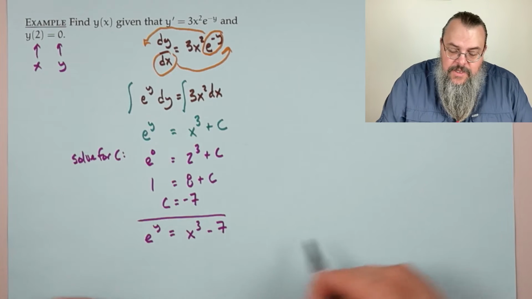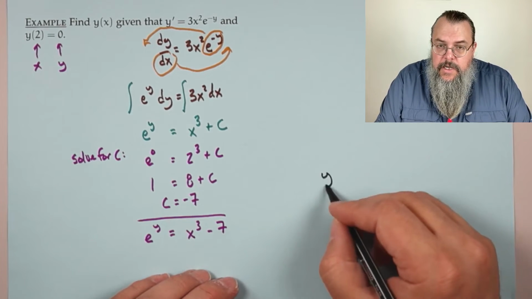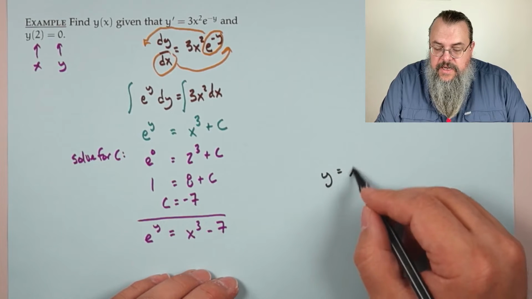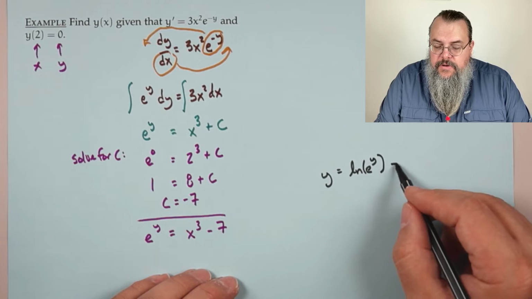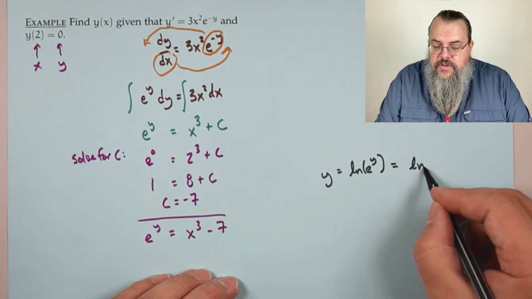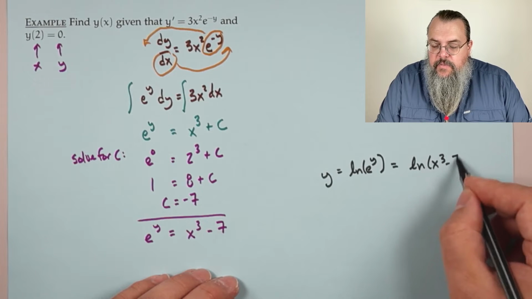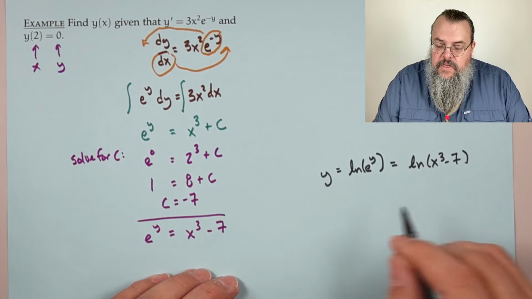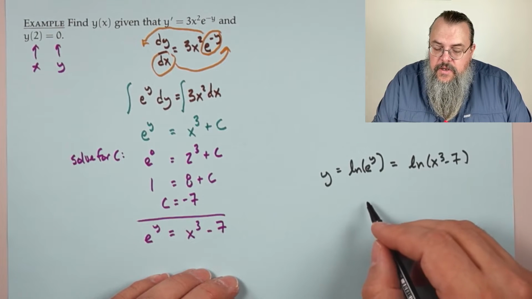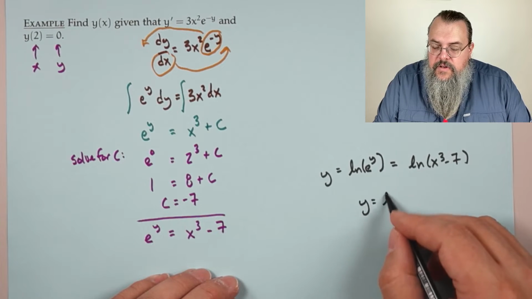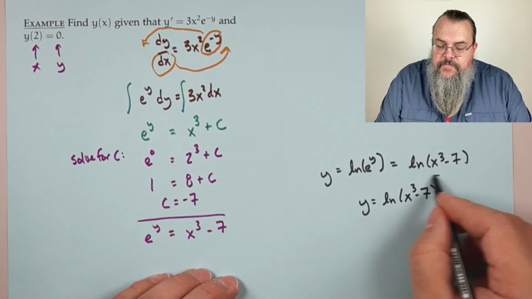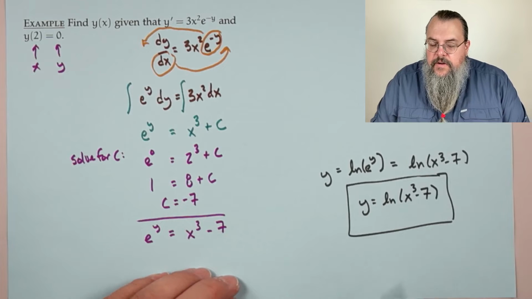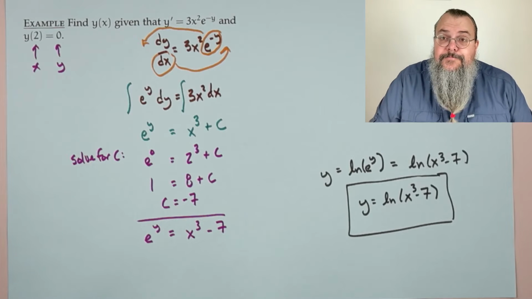So we can say the following: y, which is the natural log of e to the y, and we know what e to the y is. That's natural log of x cubed minus 7. And put another way, y is the natural log of x cubed minus 7. And there we go. That's it.